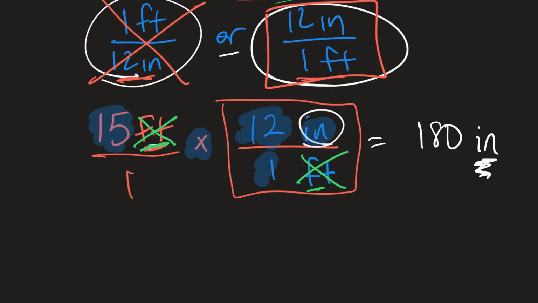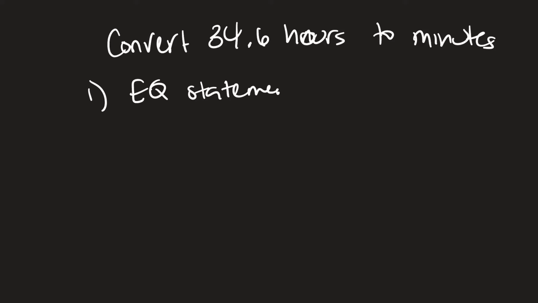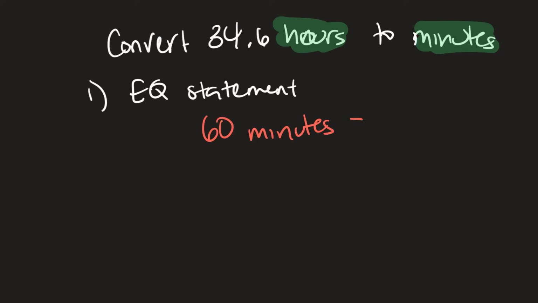So let's go with another example. Let's say we're trying to convert 34.6 hours to minutes. So we're going from hours to minutes. Now, the first thing, as I said, you want to do is get your EQ statement, your equivalent statement. How are these units related to one another? How are hours related to minutes? What standard do we know? Well, we know that 60 minutes is equal to 1 hour. That's our EQ statement.